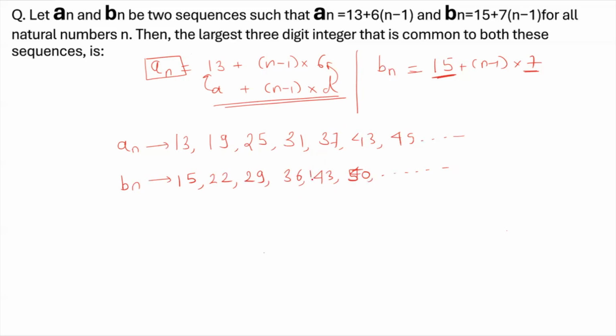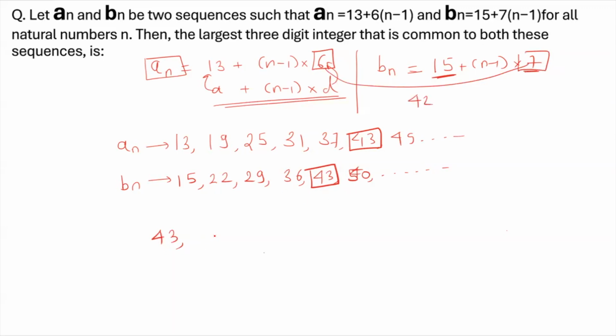We observe that the first common term to both the sequences is 43. And now the next common term between both the series will be obtained when the common difference would be the LCM of 6 and 7, the individual common differences. So the common terms between the two APs is also an AP, starting with the first term 43 and the common difference equal to LCM of 6 and 7, that is 42.